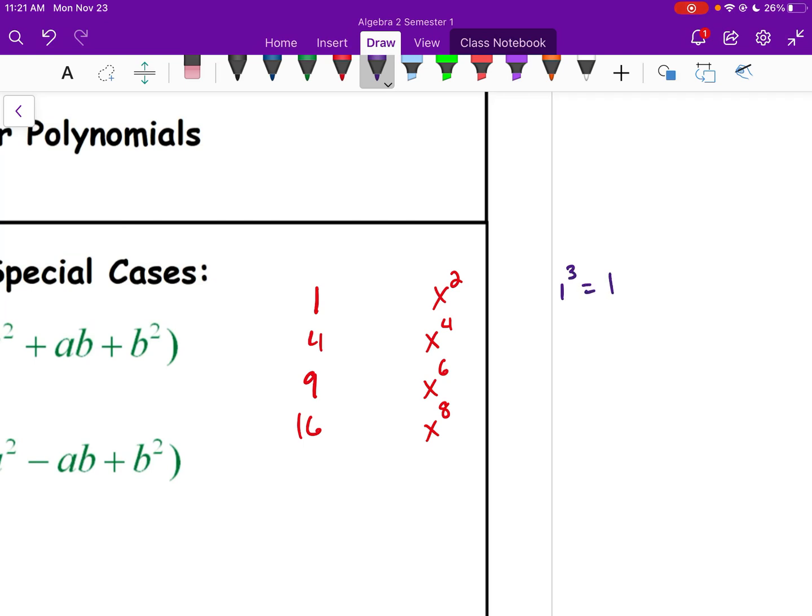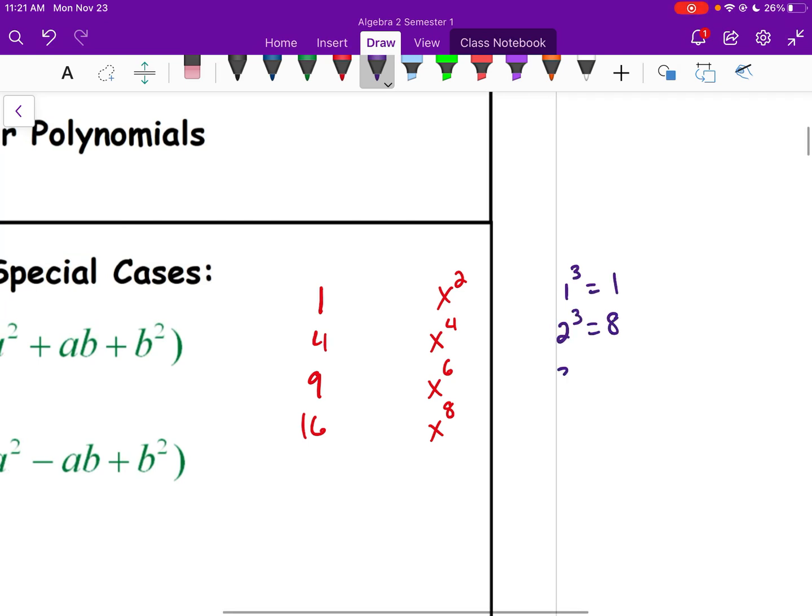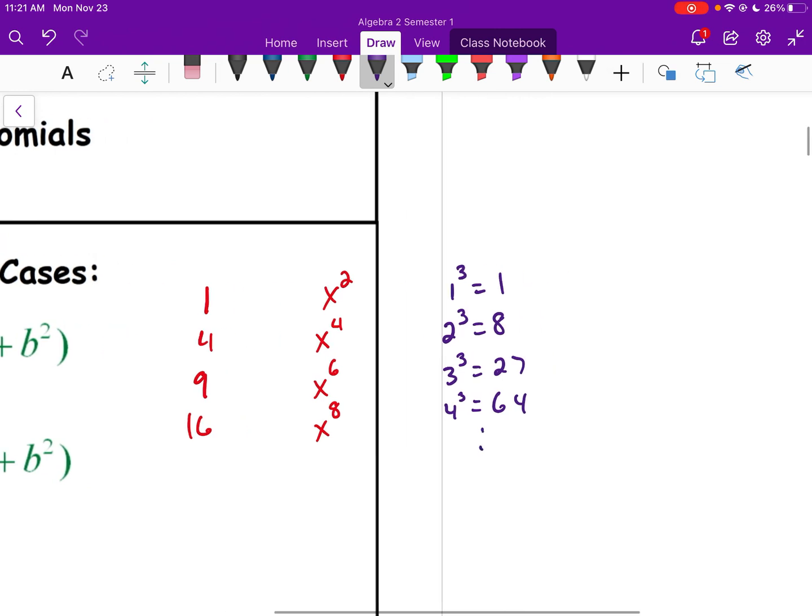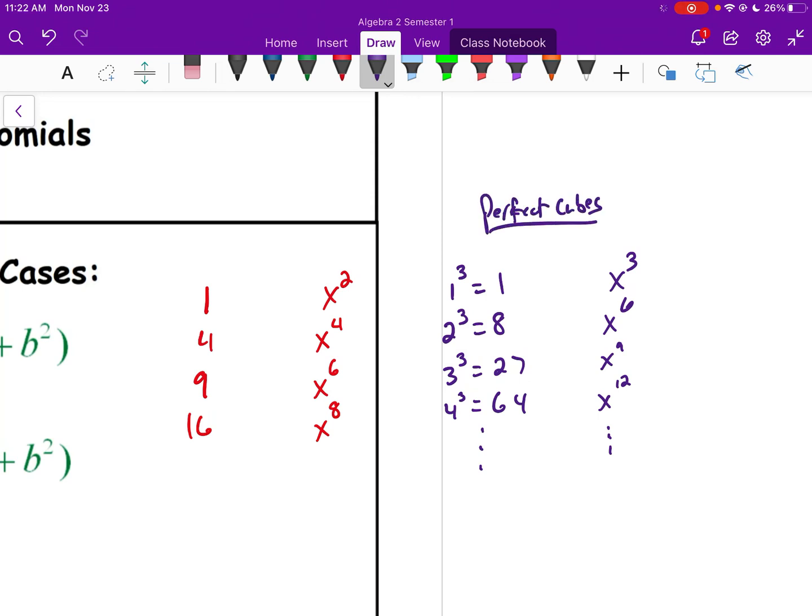Okay, so my perfect cubes, 1 cubed is 1, 2 cubed is 8, 3 cubed, 27, 4 cubed, 64. Okay, so those are perfect cubes, and we can go on and on with that. But when we look at variables now we're looking for exponents of multiples of 3. Okay, so those are examples of our perfect cubes. Okay, and then the red, perfect squares.